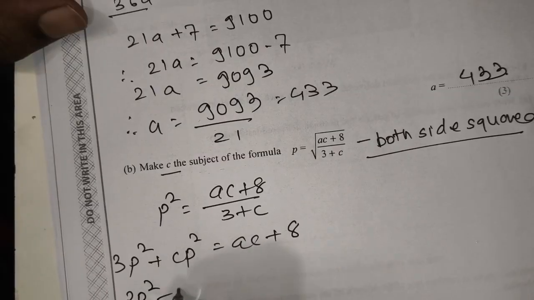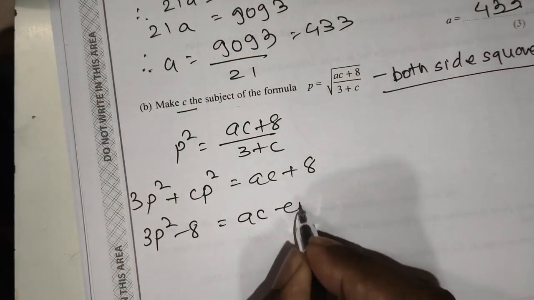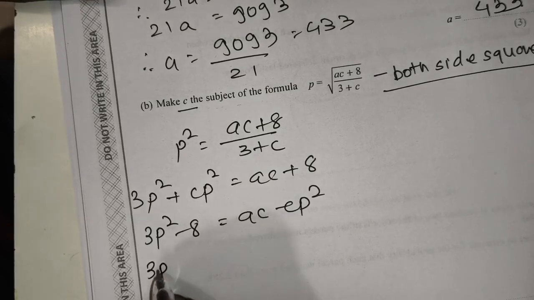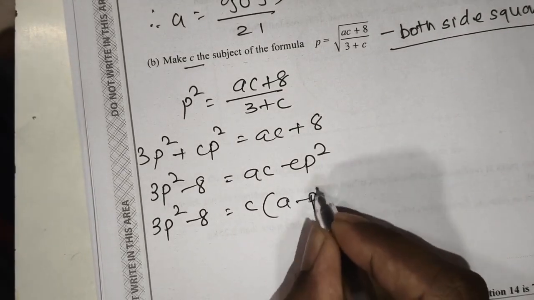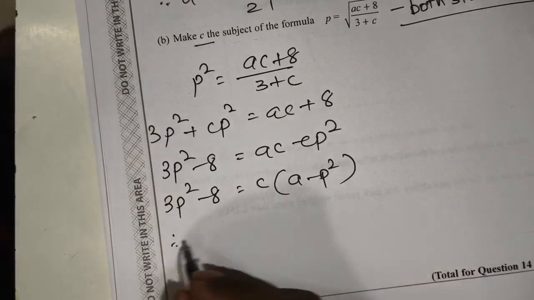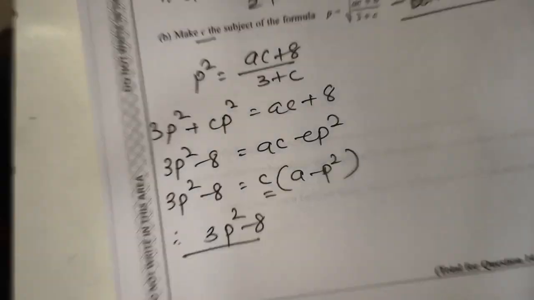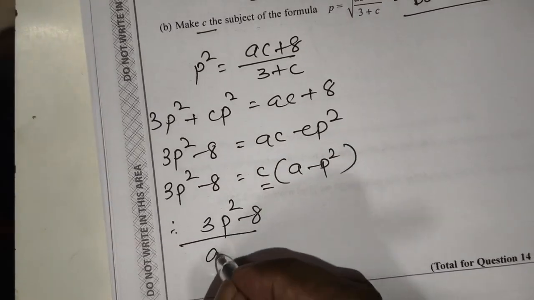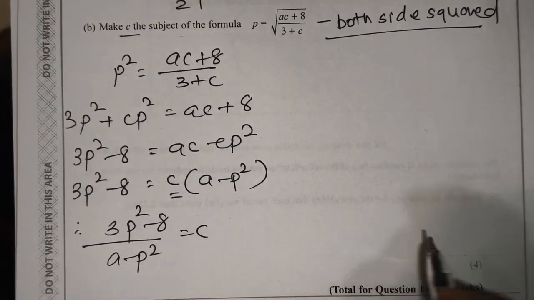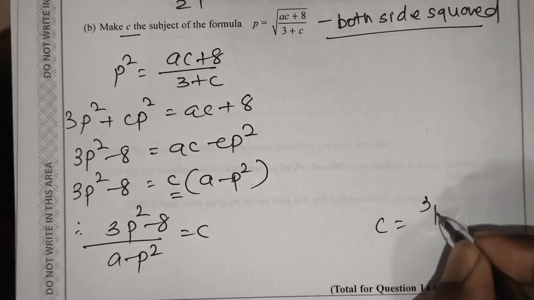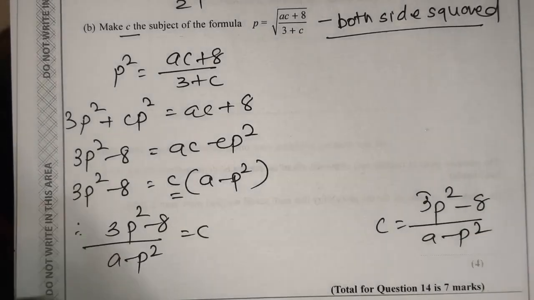So 3p square minus 8 is equal to ac minus cp square. Correct? 3p square minus 8 equals c, put in the bracket, a minus p square. Hence c is the subject of the formula. I get 3p square minus 8 upon a minus p square equals c. Correct? So I made c subject. C is equal to 3p square minus 8 upon a minus p square.